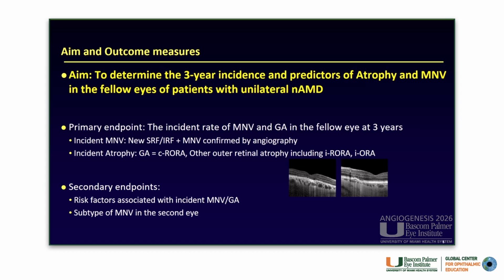The primary endpoint is incident rate of MNV or geographic atrophy over 3 years, and the definitions are shown here. Particularly, MNV is counted when it is active and exudative with the presence of SRF or IRF and confirmed on angiography. Whereas for GA, we use the definition of C-RORA, and we also looked at other milder forms of retinal atrophy. In addition, secondary endpoints included risk factors associated with incident events, as well as the subtype of MNV and the correlation between the first and second eye.